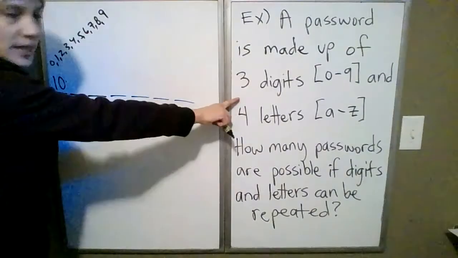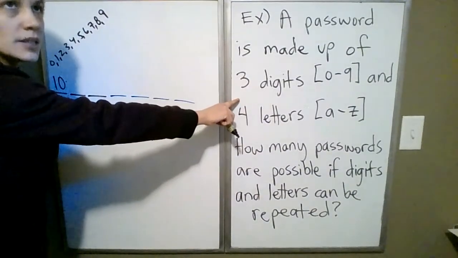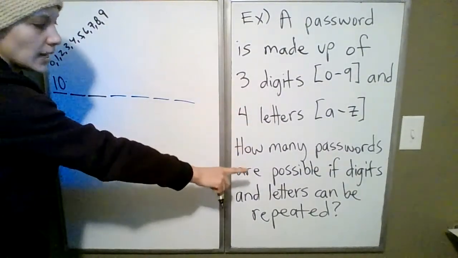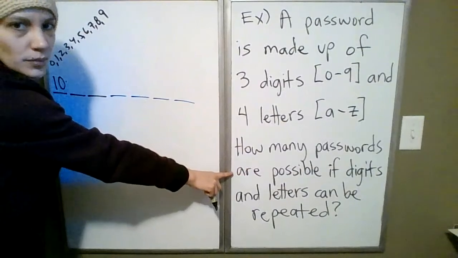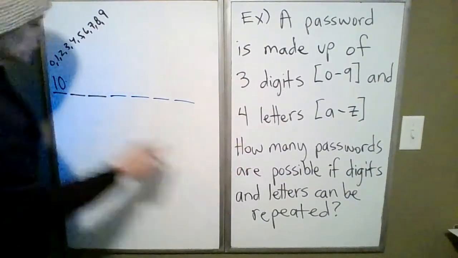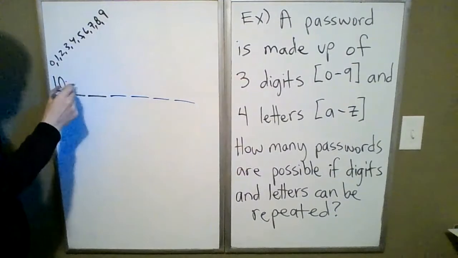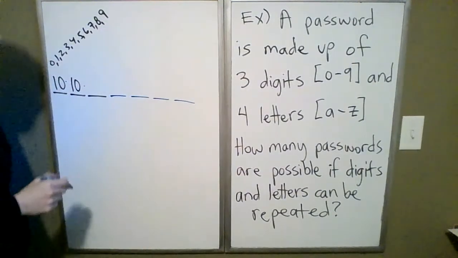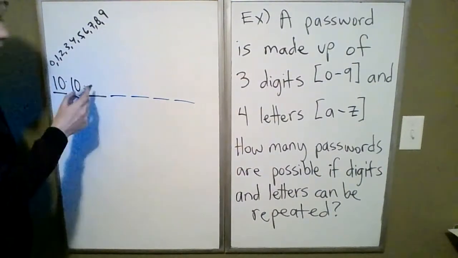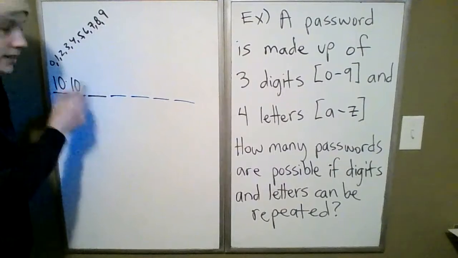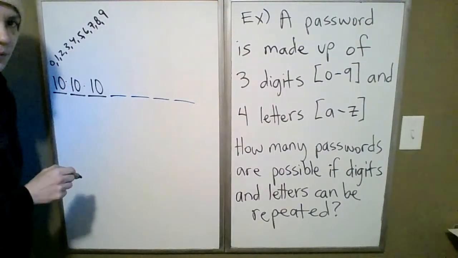Okay, and then for the next part of your password, you're using digits 0 through 9, and you can still use all of the digits. It's okay if you repeat one of these. So again, 10 choices. And then since numbers can be repeated, the same 10 choices.